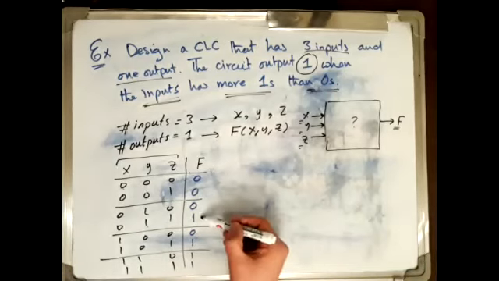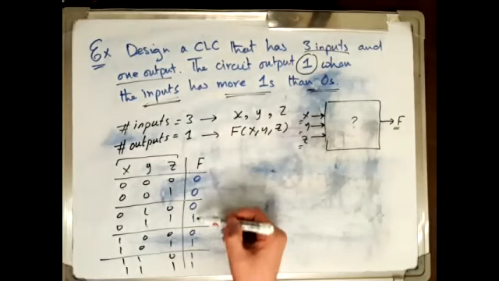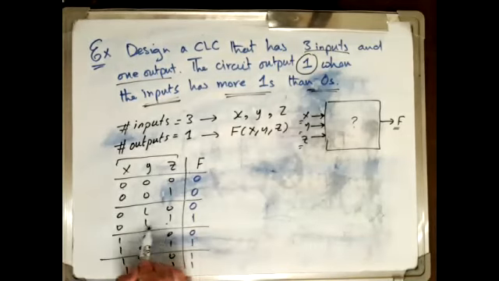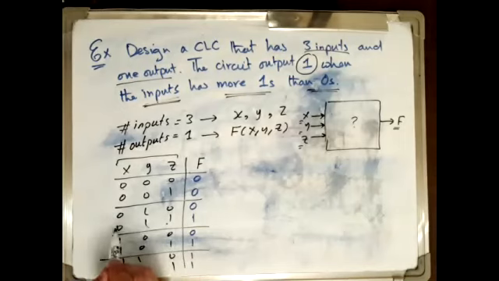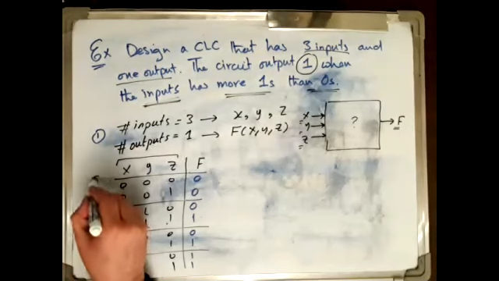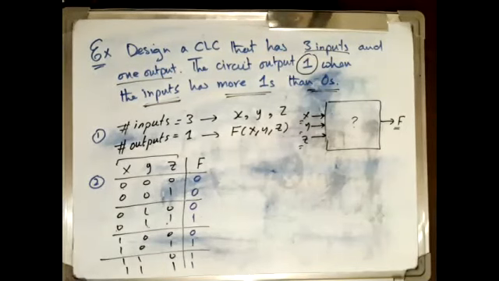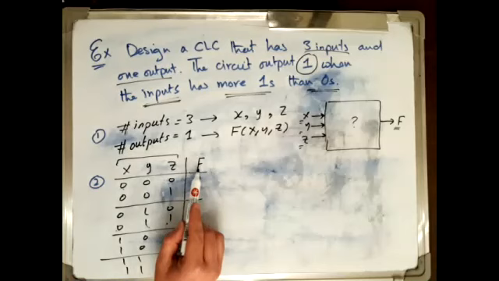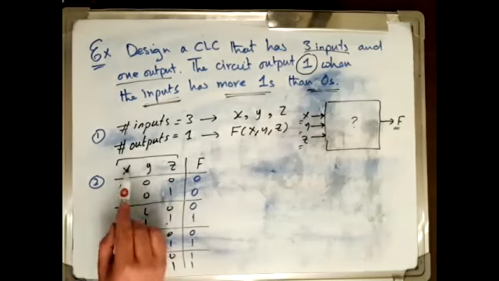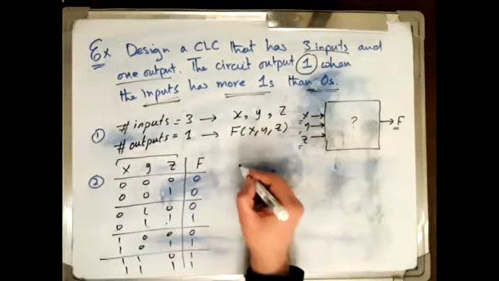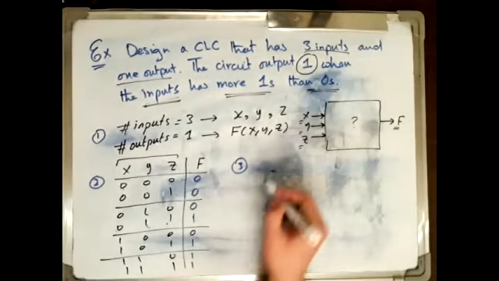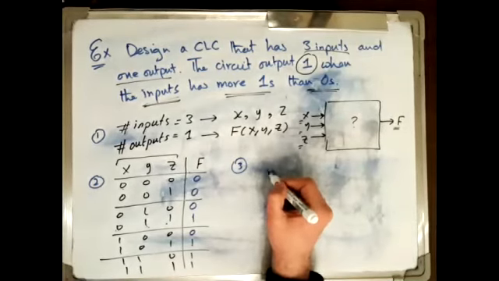The function outputs 1 when the number of ones in the input is greater than the number of zeros, or if the input has more ones than zeros. So this is the second step. This was the first step, determine the number of inputs. The second step, determine the truth table that relates the output with the inputs. The third step is to simplify. Given this truth table, we can simplify it using the K-map.